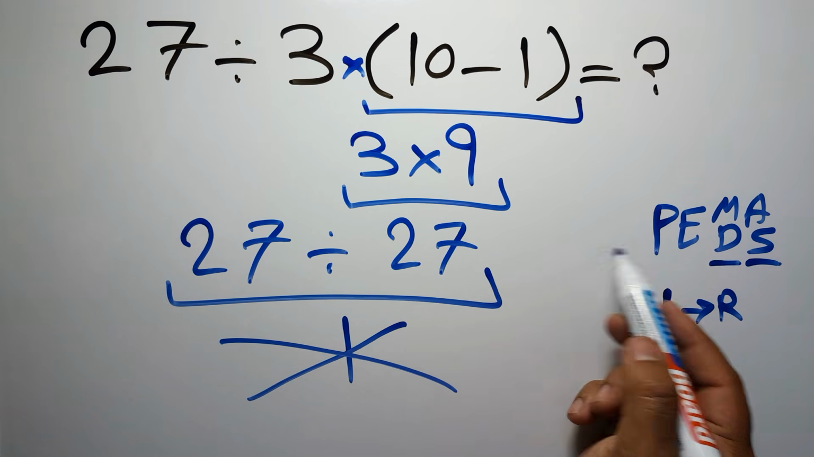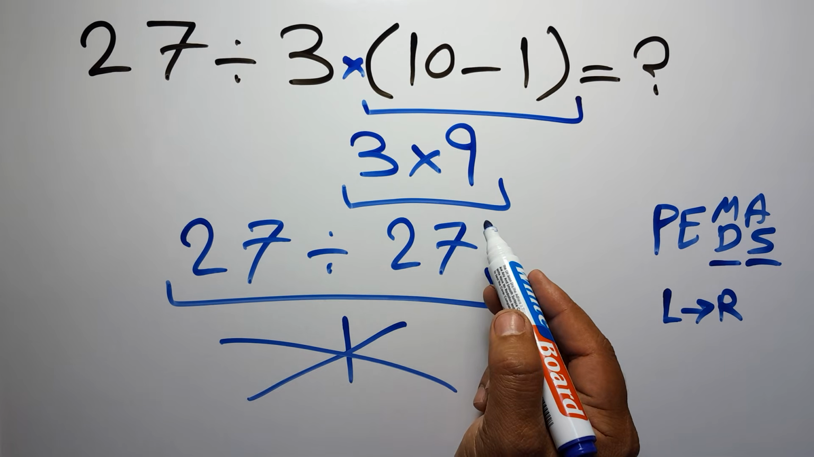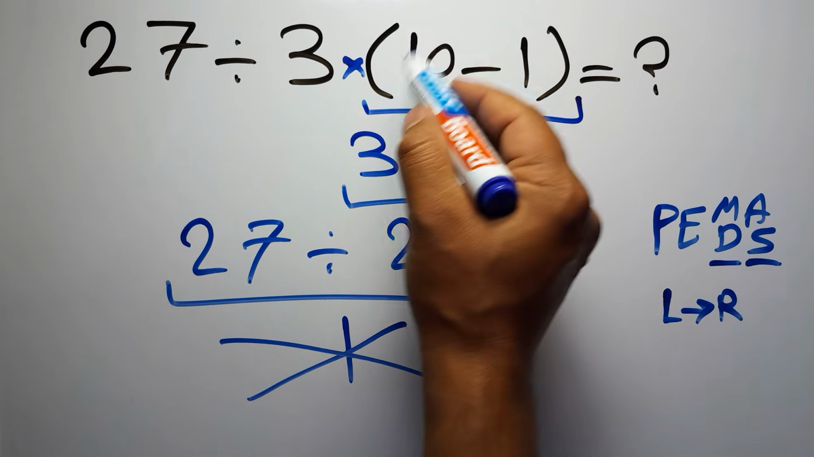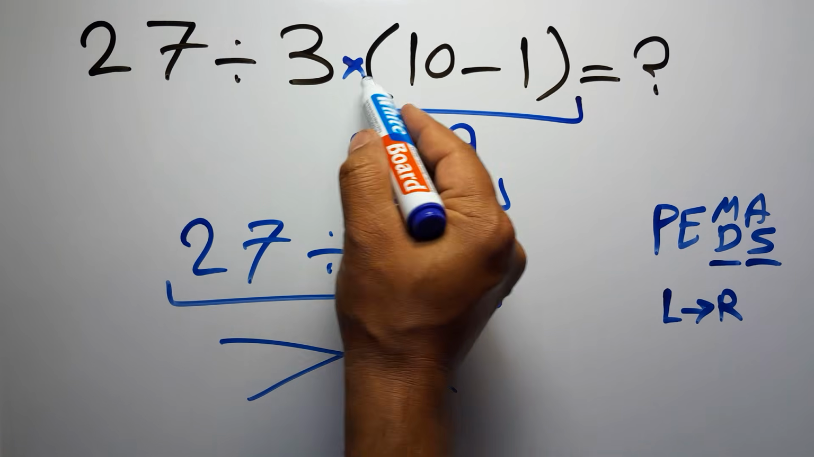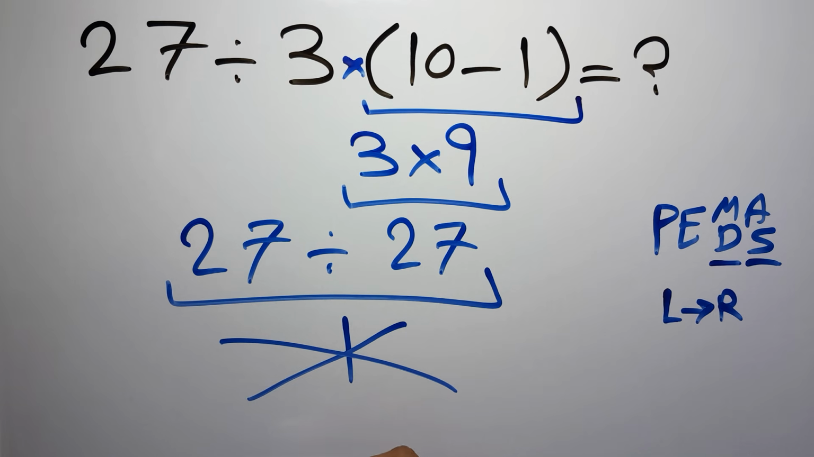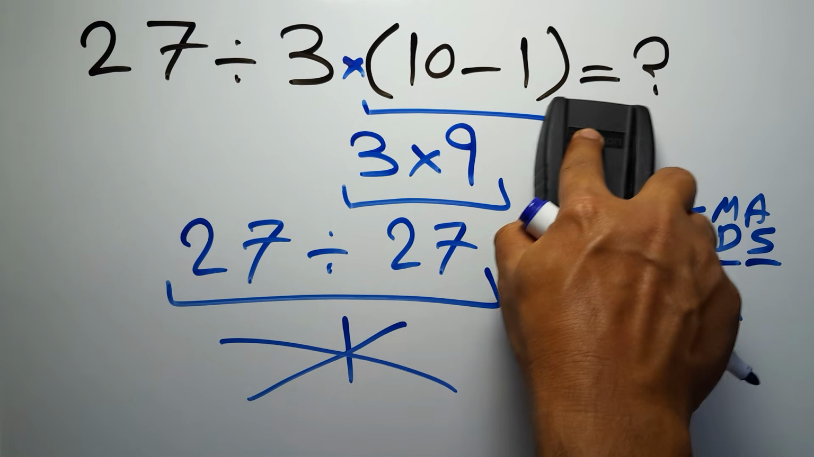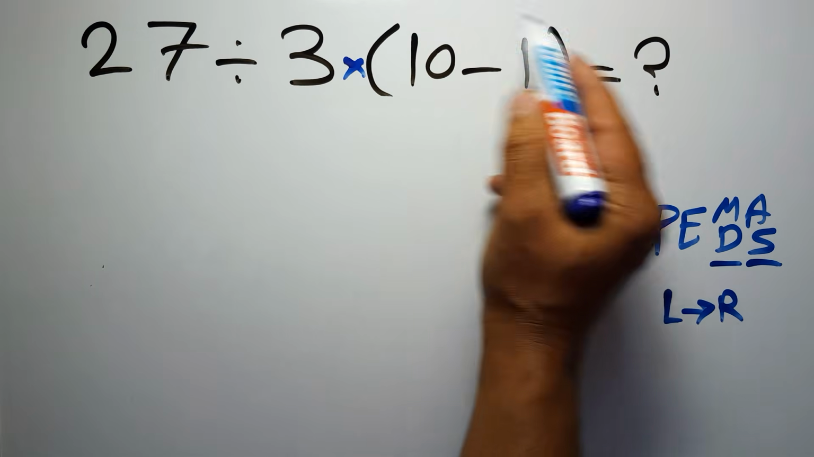Okay, so according to PEMDAS, first we have to do this parenthesis. Then this division, and finally this multiplication. If we do this multiplication before this division, it is wrong. So first we have to do this parenthesis.